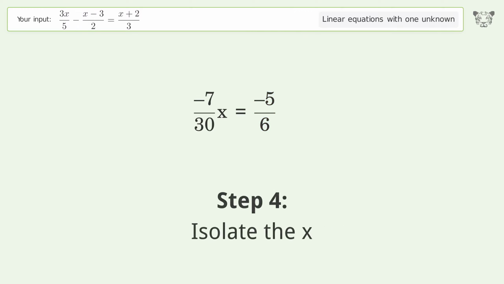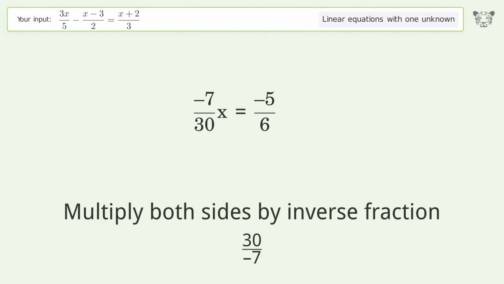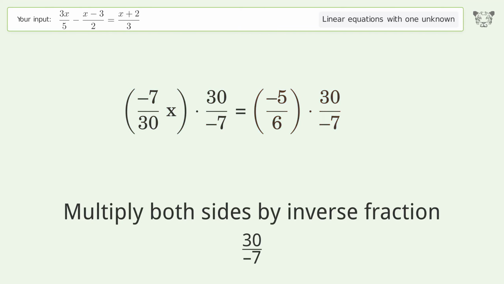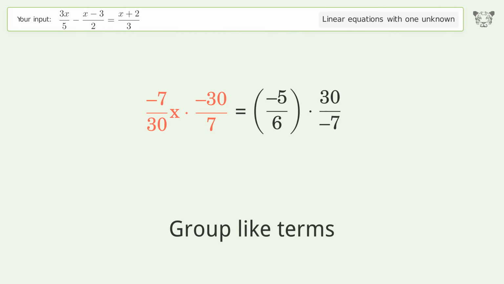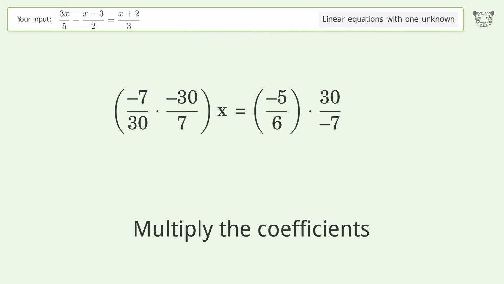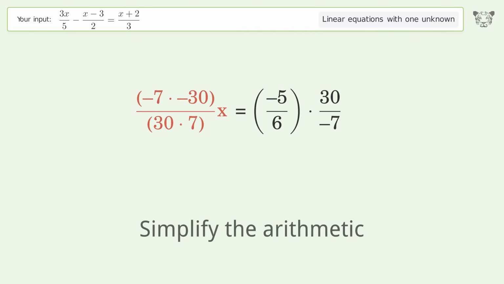Isolate the x. Multiply both sides by inverse fraction 30/-7. Move the negative sign from the denominator to the numerator. Group like terms. Multiply the coefficients. Simplify the arithmetic.